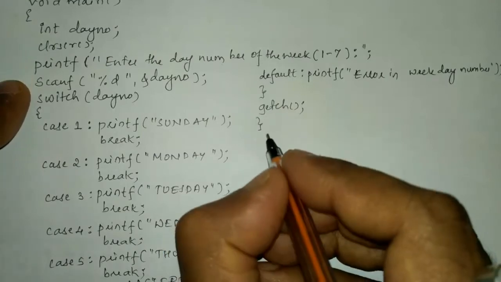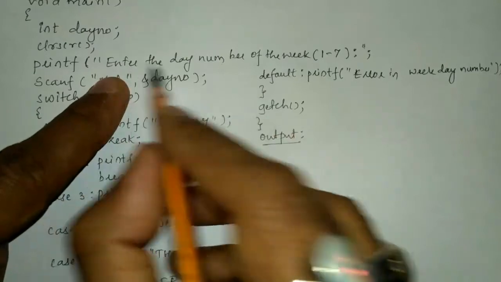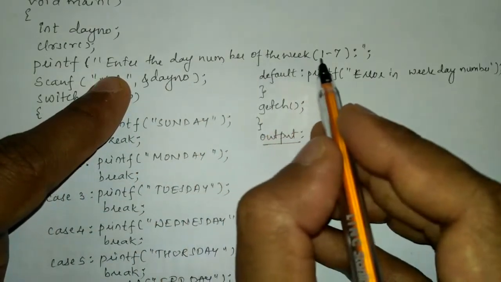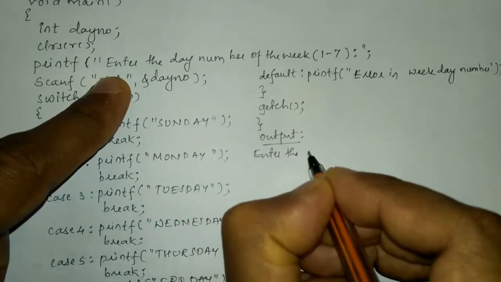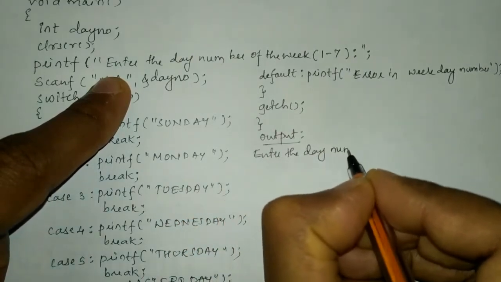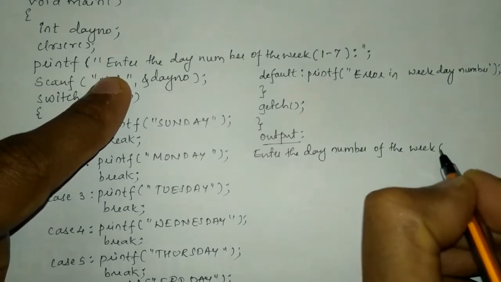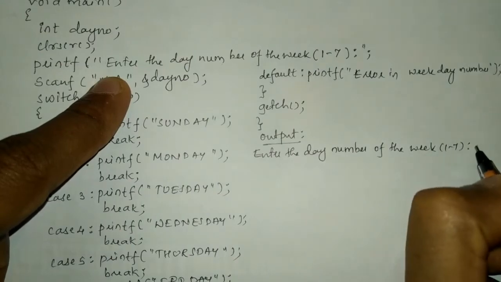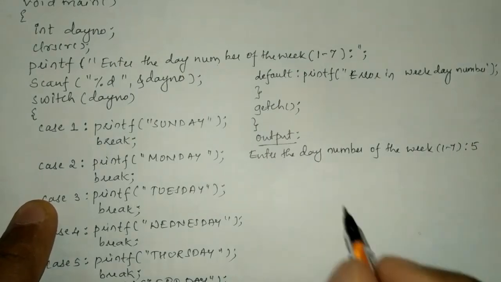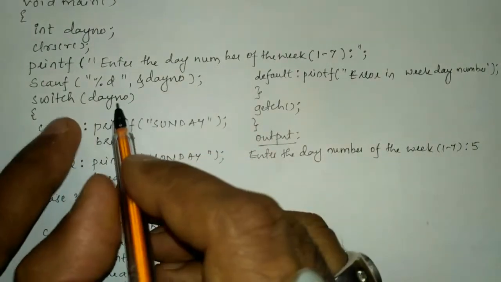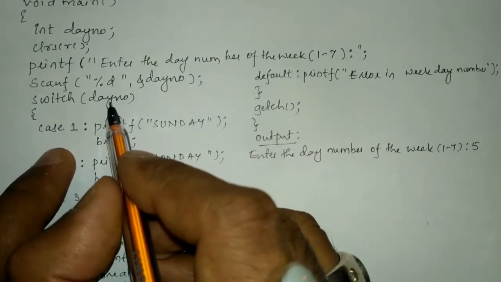Now when we compile and run this program, it will ask the user to enter the day number of the week, 1 to 7. So it is going to print "Enter the day number of the week, 1 to 7", and the cursor will be present over here. For example, I'm going to enter 5. So what will happen? This 5 will be passed to the switch statement, so day number consists of 5.